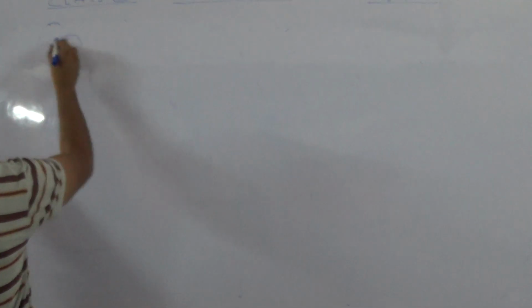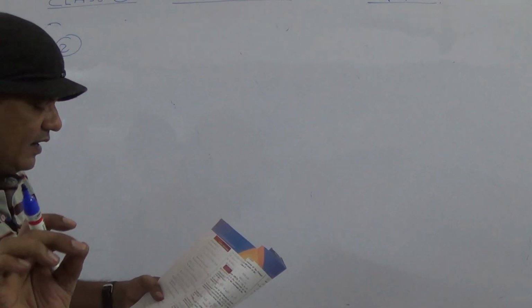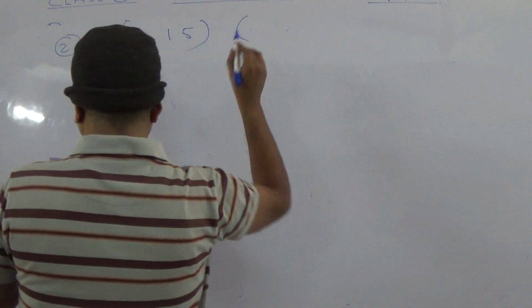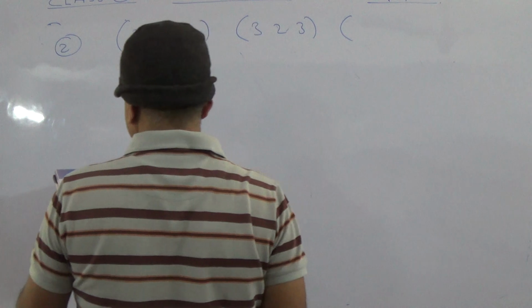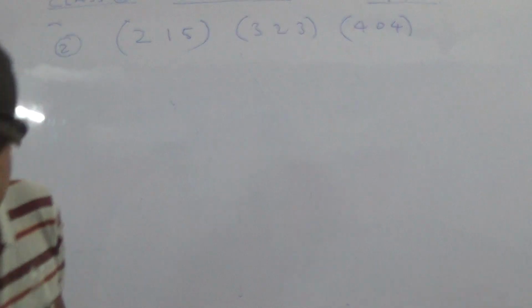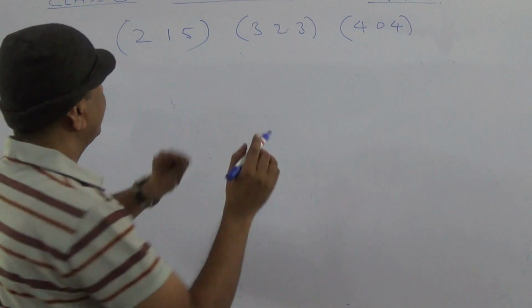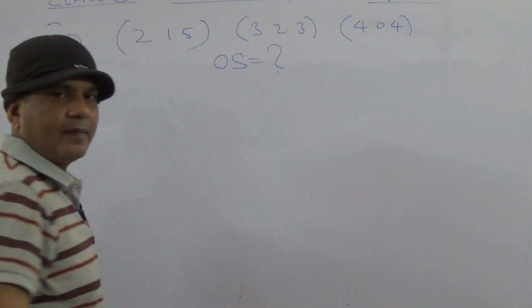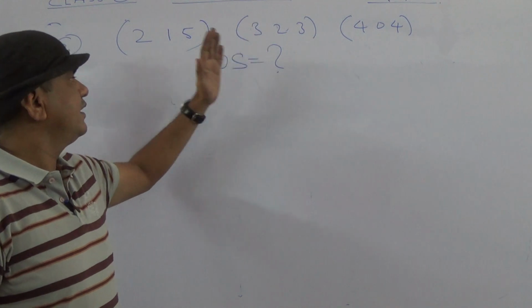Now the second problem is: the distance between the circumcenter and orthocenter of the triangle formed by the points, first vertex (2, 1, 5), second vertex (3, 2, 3), and the third vertex (4, 0, 4). These three points are vertices of a triangle. Now what is the distance between? Here we want the distance between the circumcenter and orthocenter, OS.